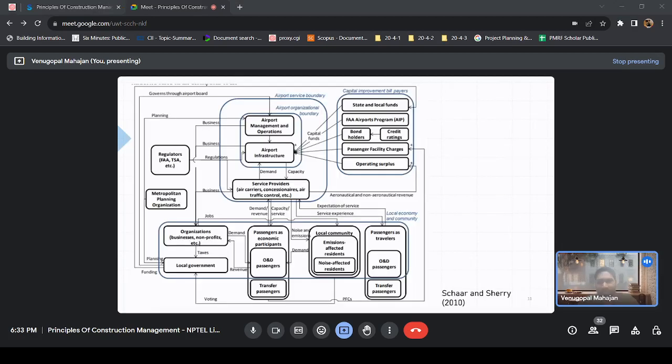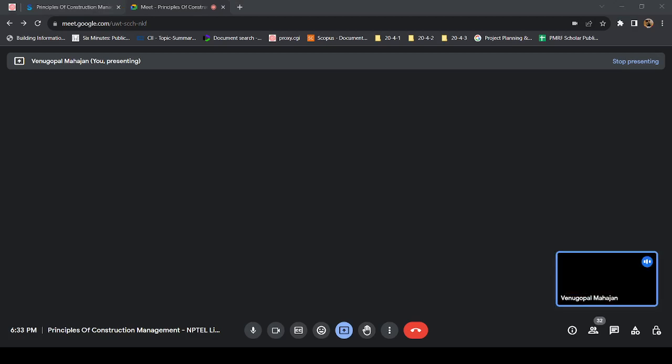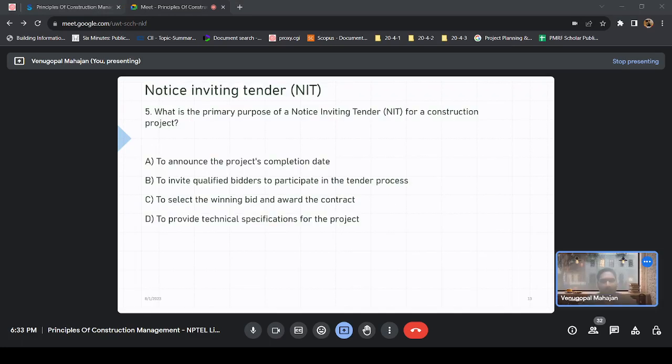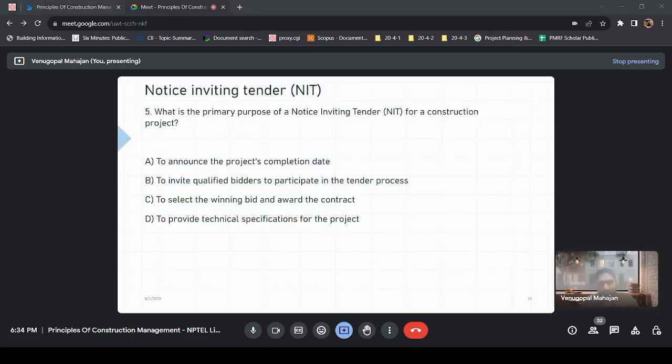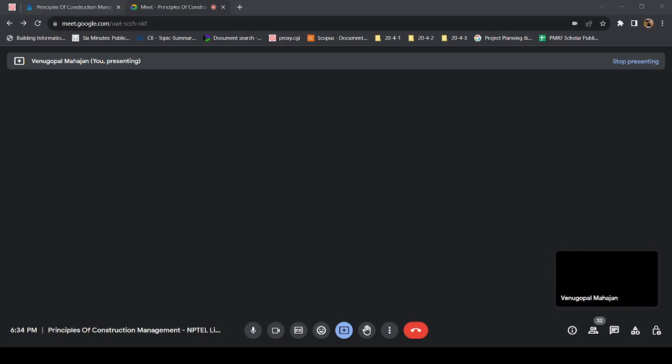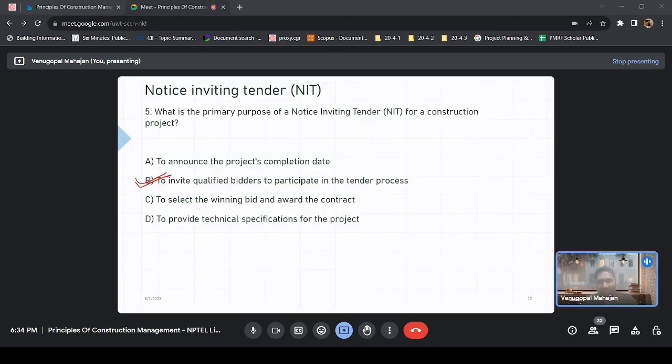Okay, so let's come to some questions. These will be simple KBC type questions. Notice inviting tender. What is the primary purpose of a NIT? B, to invite qualified bidders to participate in the tender process. Okay, so this is how KBC starts, right? The first question is quite simple, but you will find that most of the questions are simple here.